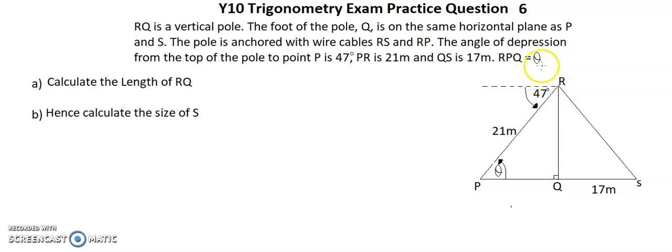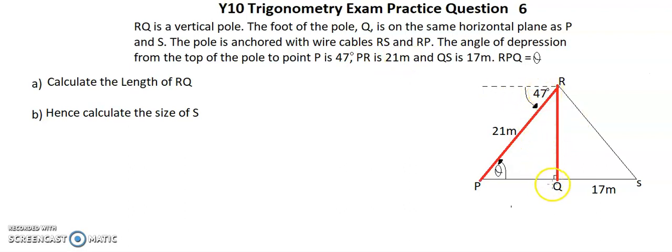RPQ is our alpha. So the first part says calculate the length of RQ. So to start off, I'm just going to draw a line where we got RQ. Now at the moment, if I want to look at this length here, for my triangle, I at least need two aspects of it. At the moment, I have this length, and the only other thing that I have is this angle.